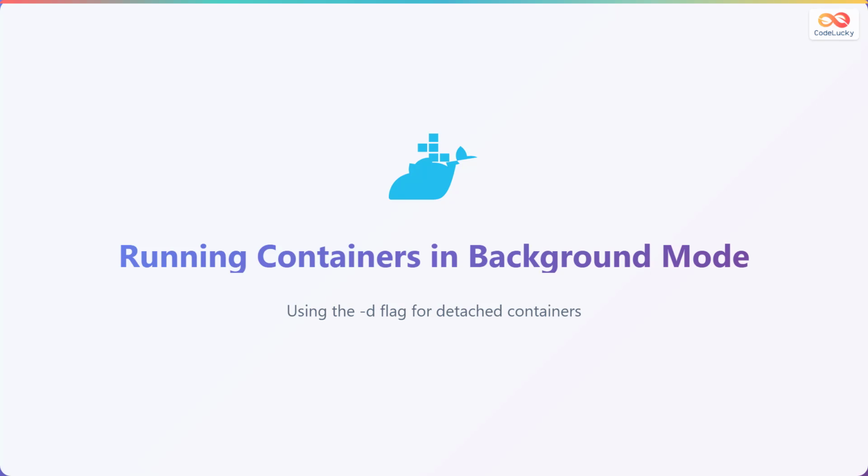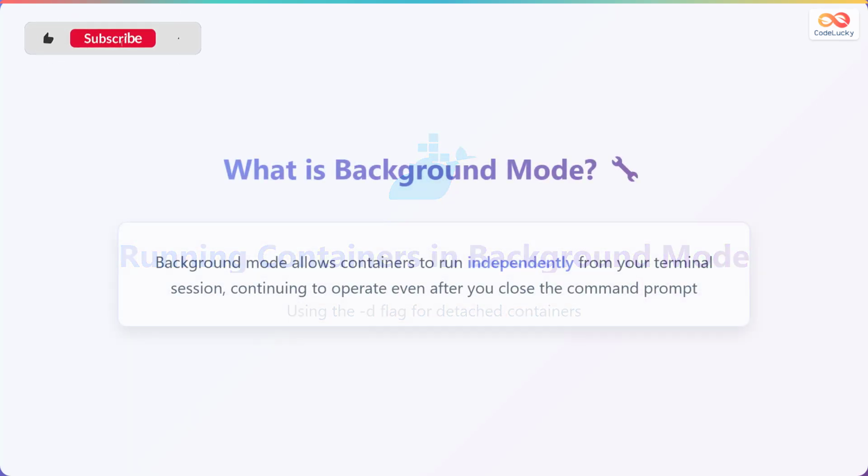Let's explore how to run Docker containers in background mode. We'll focus on using the -d flag to detach containers, allowing them to run independently. Background mode allows containers to run independently from your terminal session. This means the container continues to operate even after you close the command prompt. It's like starting a program and then closing its window, but the program keeps running behind the scenes.